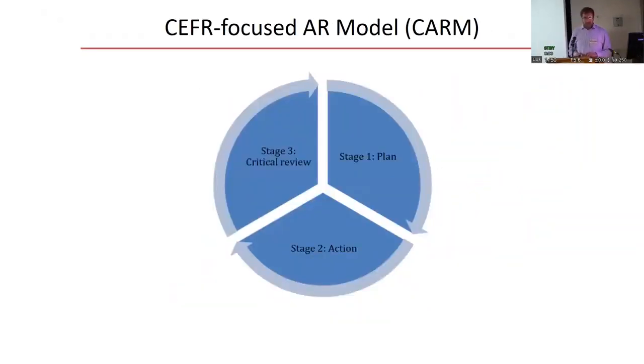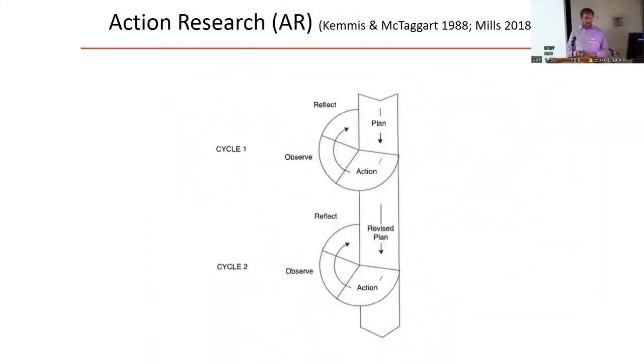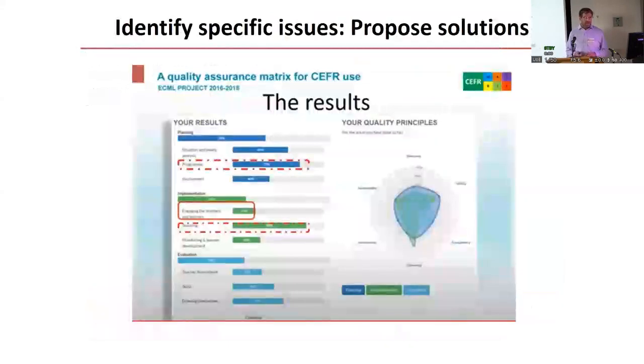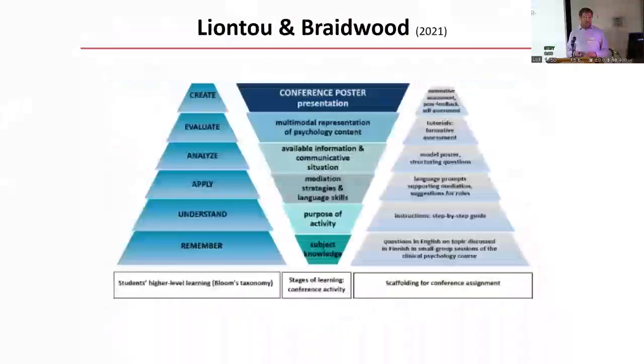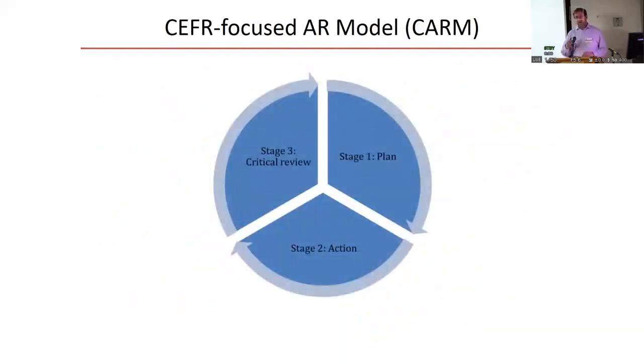This is the model that I'm going to introduce to you. Basically, they took what they found to be the best parts of action research models. So if we look at Mills and Kemmis and McTaggart, and there's several other action research models, they took the best of those action research models, and then they saw how it could be fit onto CEFR informed learning practices.